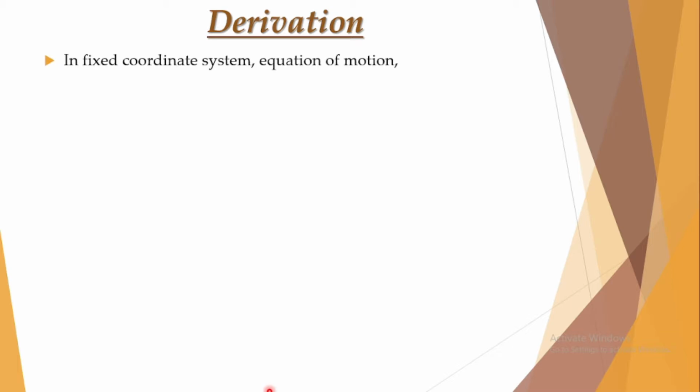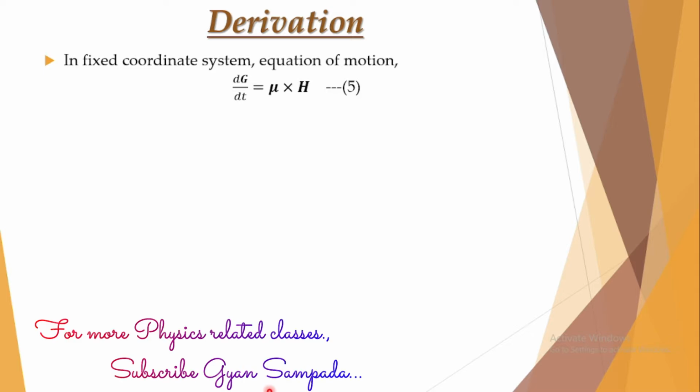And now let us move on to the derivation part of it. So we are going to see some of the equations and understand in detail about this. So here we are going to consider the fixed coordinate system, and in fixed coordinate system the equation of motion of nuclear moment, which is denoted as mu, with angular momentum generally denoted as capital G, in the field H, that is the static magnetic field, will be dG/dt = mu × H. So this is the equation of motion which we have already seen in detail.